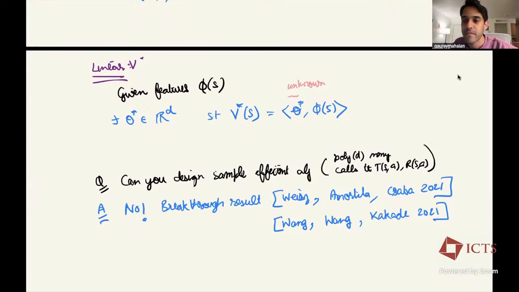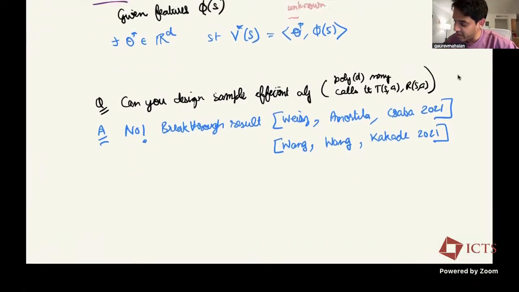Hi, so what exactly features are we given? We are given phi of S and also phi of S comma A. You're given access to an oracle, so whenever you're in some state, you can ask that oracle. Okay, let me just write it more formally.